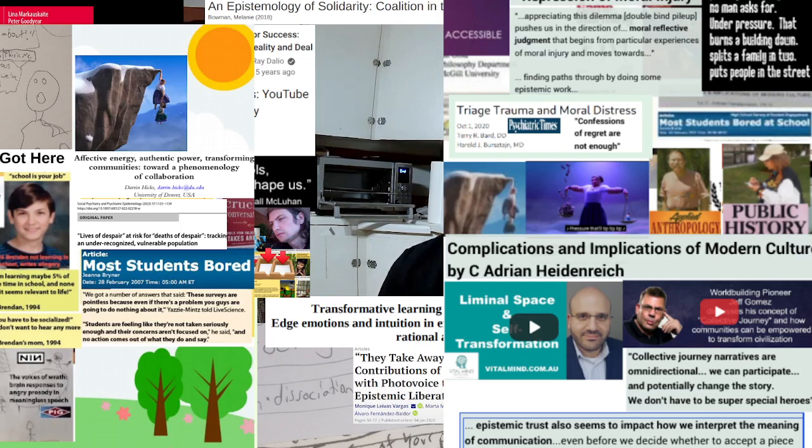And then this Most Students Board article from 2007, it's same as now. We got a number of answers that said these surveys are pointless because even if there's a problem, you guys are going to do nothing about it. Students are feeling like they're not taken seriously enough. Their concerns aren't focused on, and no action comes out of what they do and say, and that's true of many people.